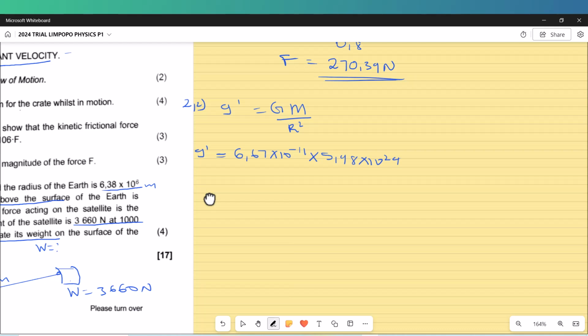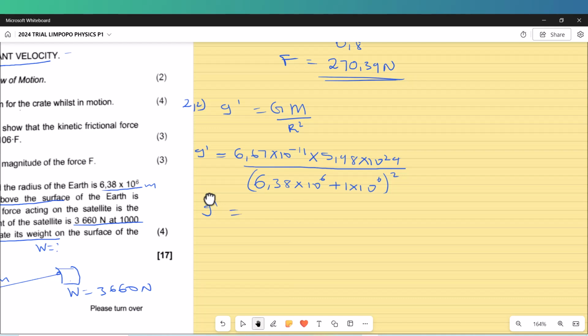Then divided by the distance from the center of the Earth to where the satellite is. So we must add the radius of the Earth, which is 6,38 times 10 power 6, and then the 1,000 kilometers from the surface of the Earth, which is 10 power 6 when we put it in meters. So plus 1 times 10 power 6. And then don't forget it must be squared. Okay, so here, calculators, what do you get as our g prime?